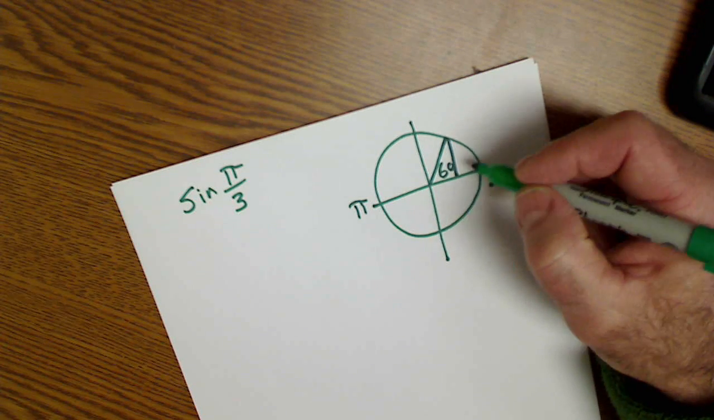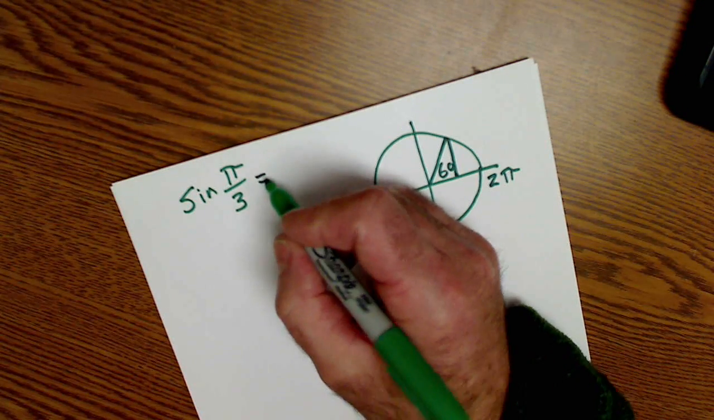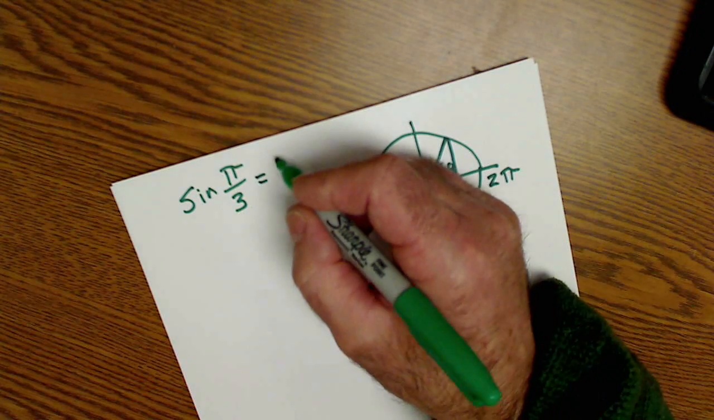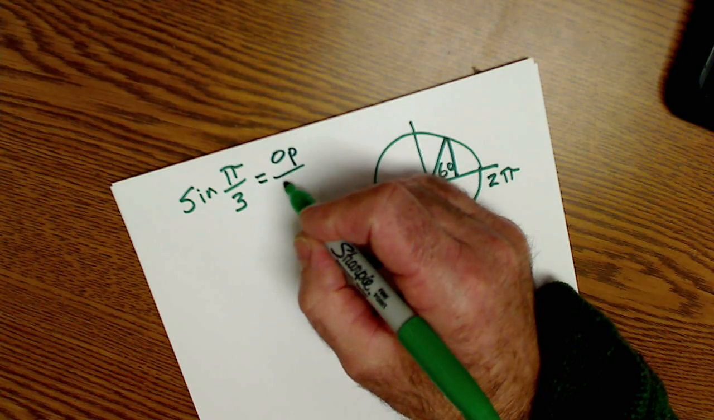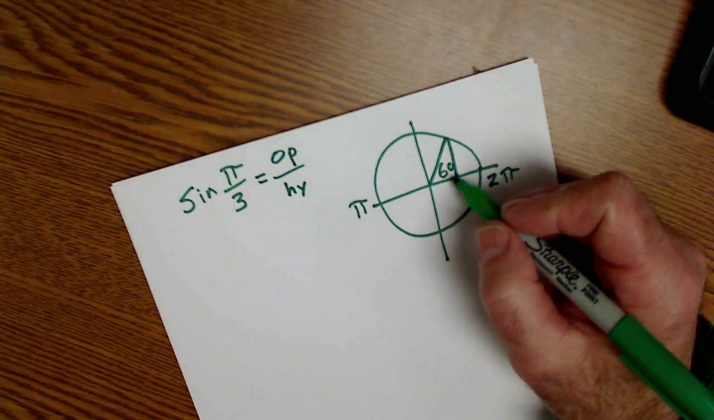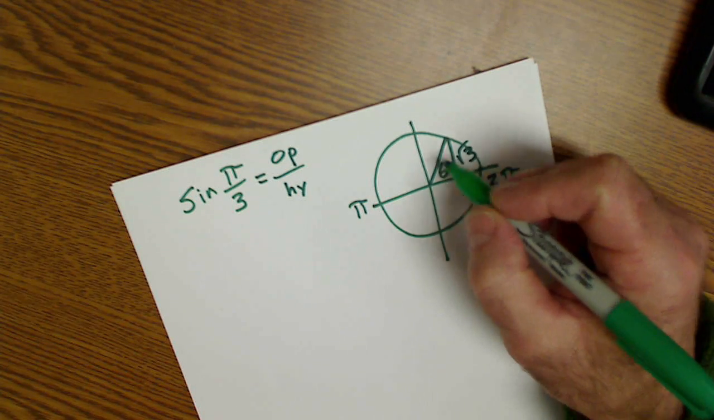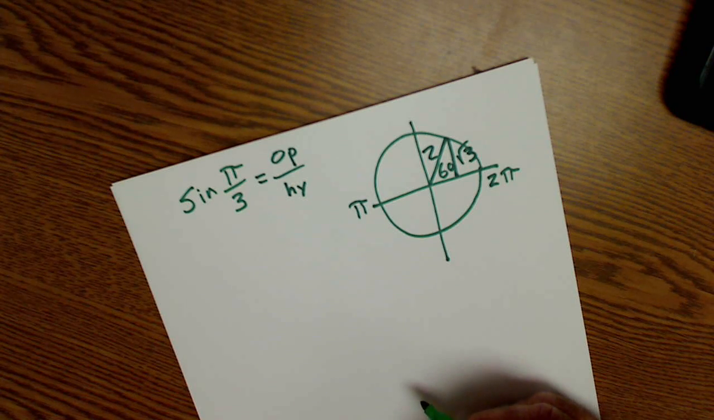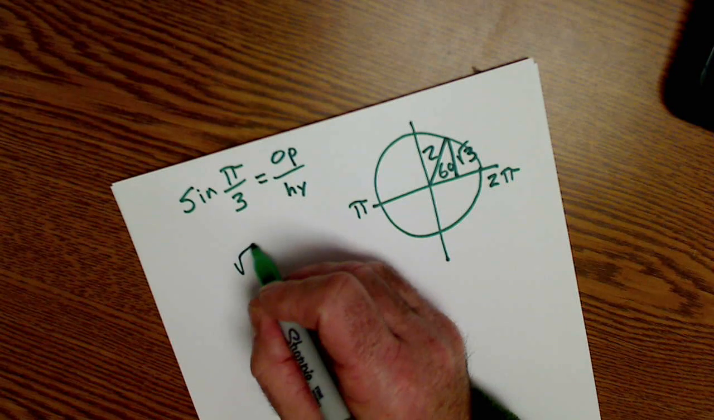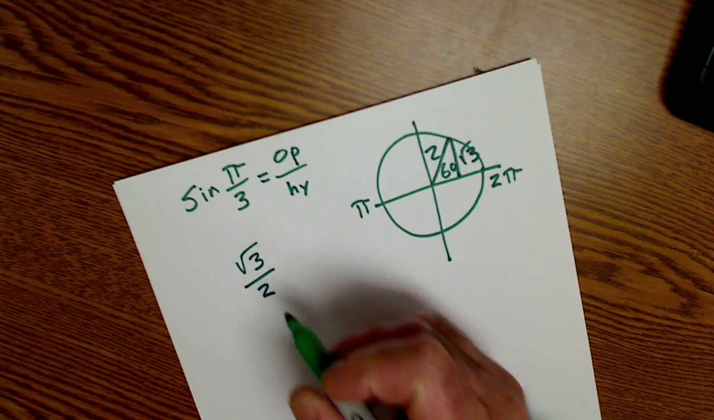And then sine is opposite. It's a ratio of the opposite over the hypotenuse. So in that 60-degree angle, the opposite of 60 is root 3. The hypotenuse is 2. So the answer is root 3 over 2.